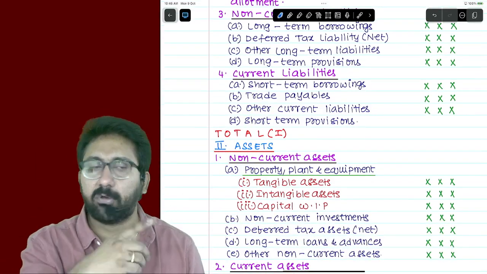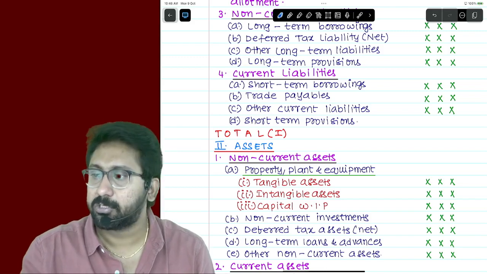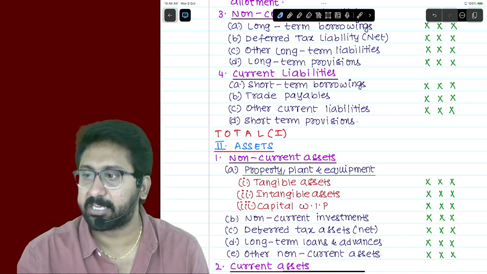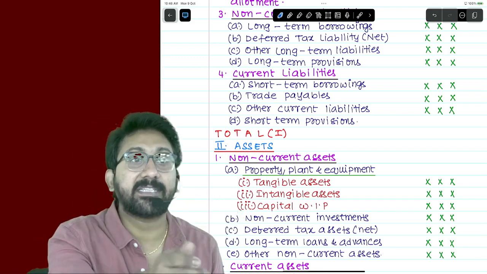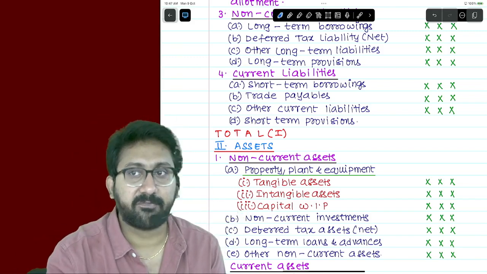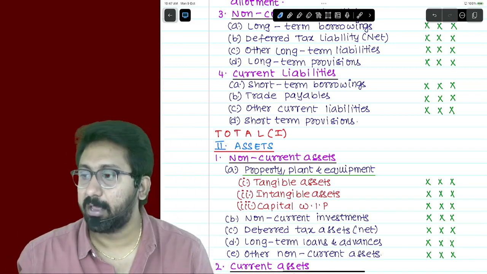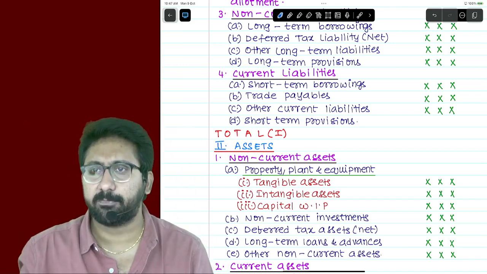Now we are coming into current liability. Tell me, what is the first one? Short-term borrowing. Borrowing for 6 months, 7 months, etc. Those will come. Next one, these we call as creditors. Famously we call them creditors, na? Creditors will come here. Third one, other current liabilities and short-term provisions will come here.